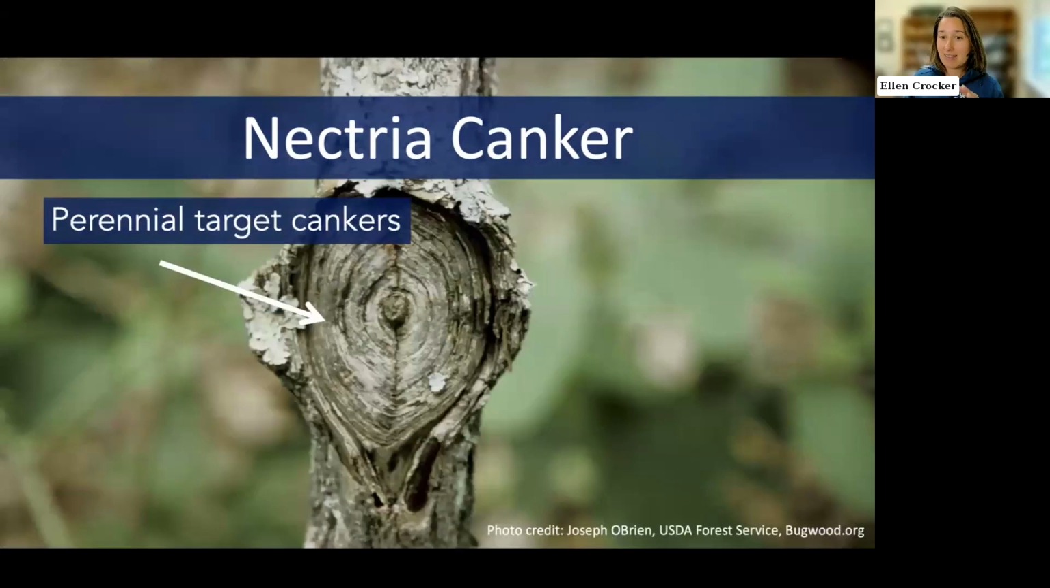When you've got a really even balance of that, you might find something like these perennial target cankers. So in this case, you've got a layer of wound response that is produced and killed each year. When the host is active, it makes a little roll of this tissue trying to seal off the fungus. When the host is dormant, the fungus is going to grow a little bit more and try to kill that tissue. So you'll get these rings that give it this target appearance.